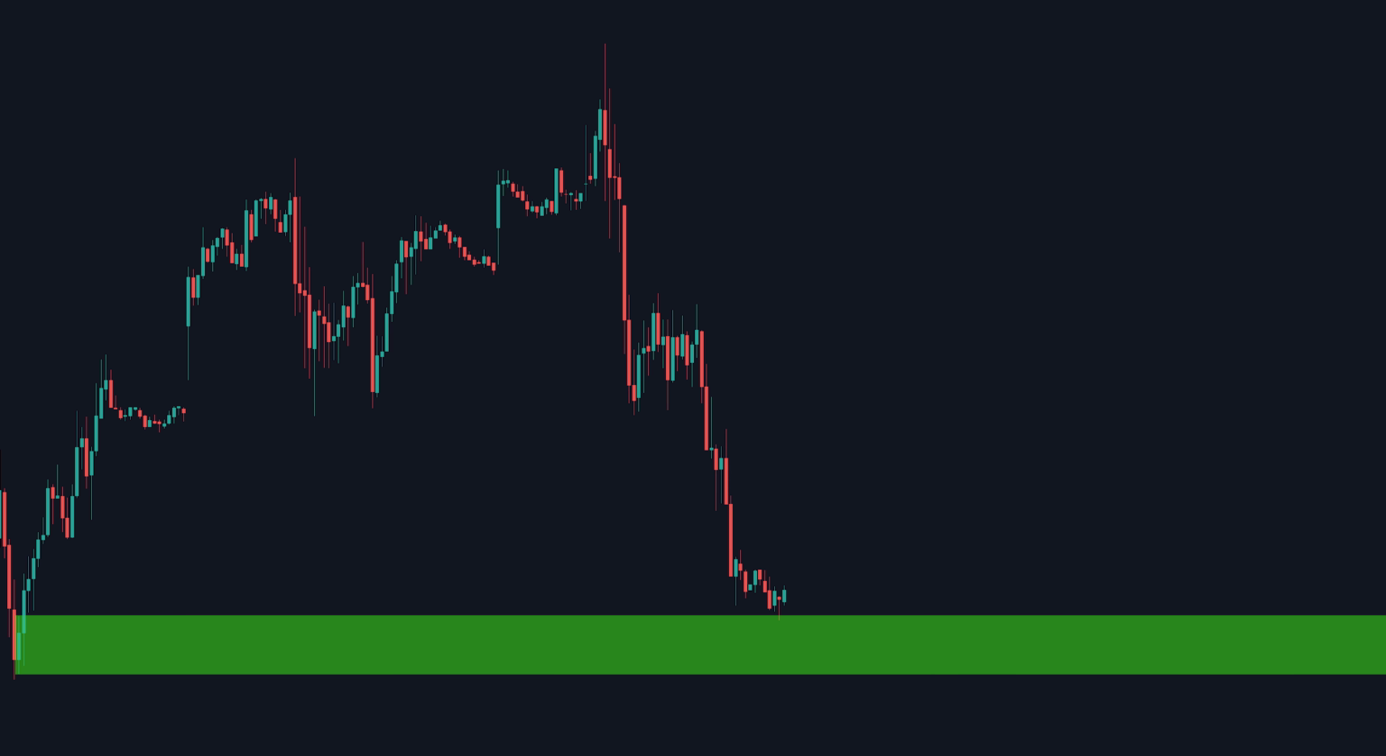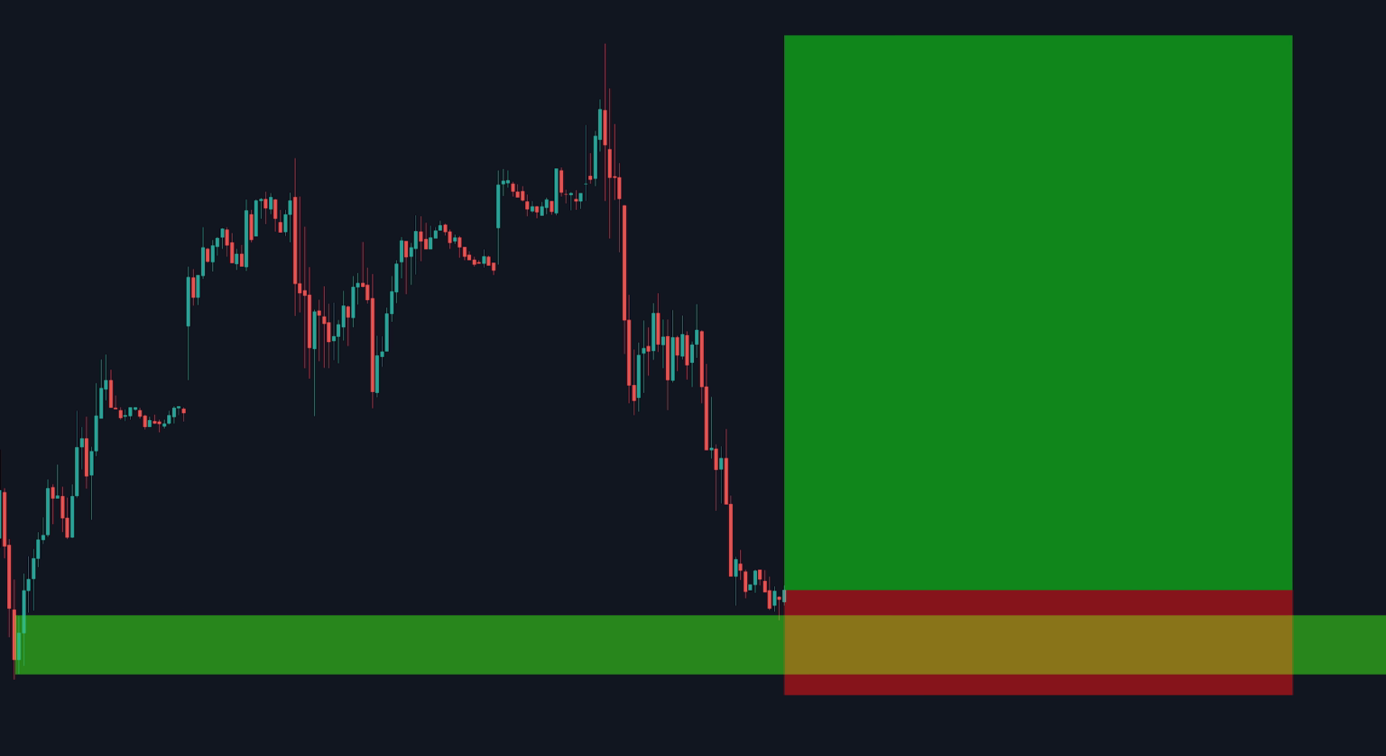So we enter here, set our stop loss below the area of demand, and set our take profit at the highs. And just as we predicted, price does exactly what we thought it would and hits our take profit.